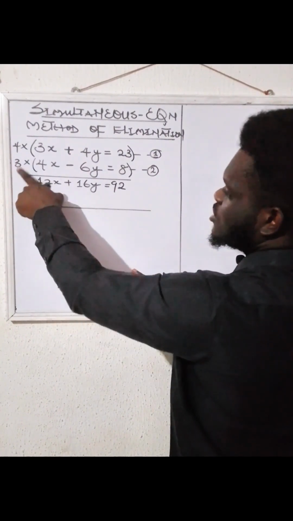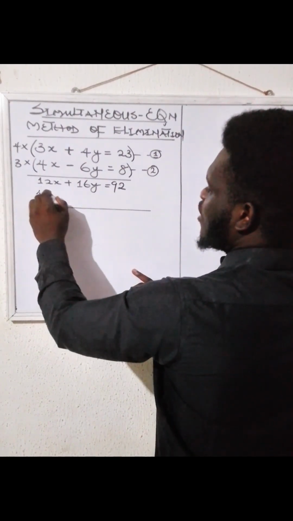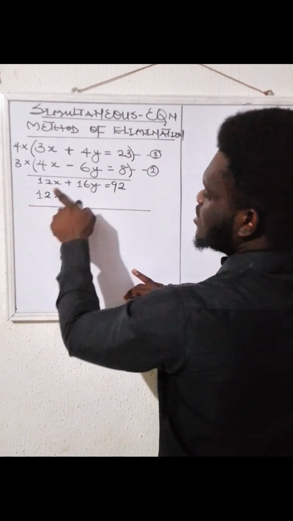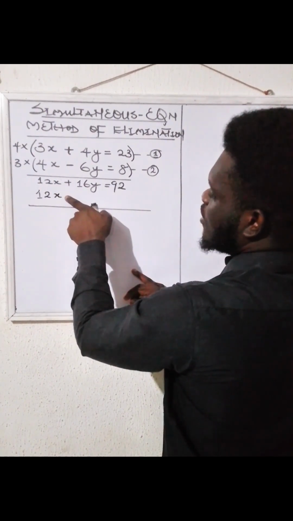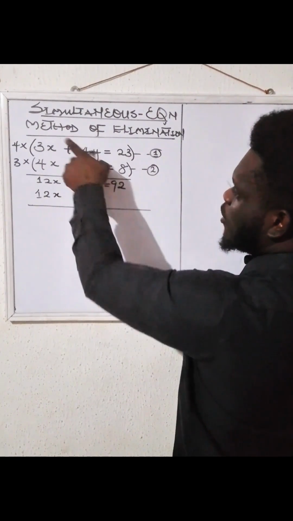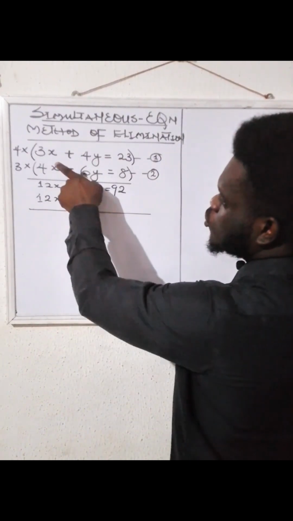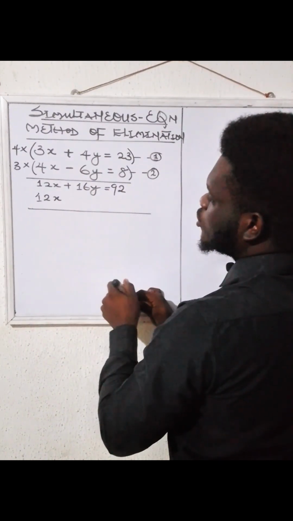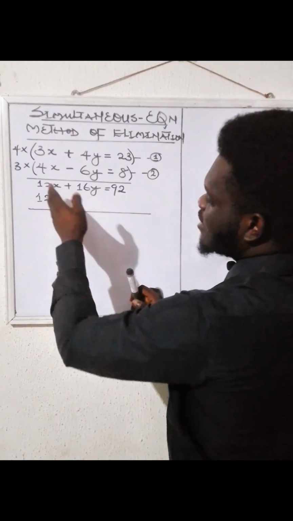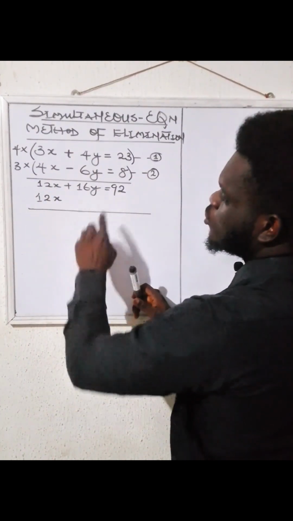So what about in this case? 3 times 4, the same thing applies. You have 12x. Now you can see you're having 12x for both equation 1 and equation 2. That's why we call it the method of elimination. The simple truth here is that we just want two variables for both equation 1 and equation 2, either x to be the same or y to be the same. So it does not really matter.